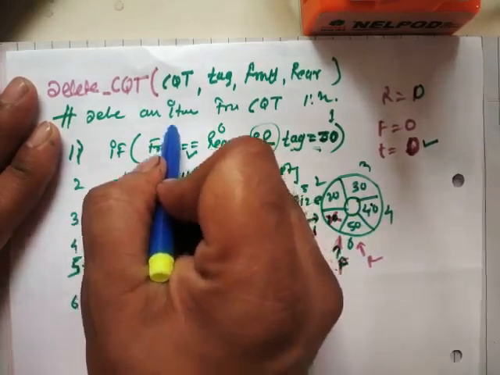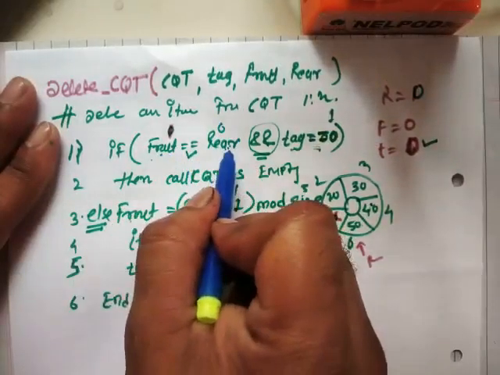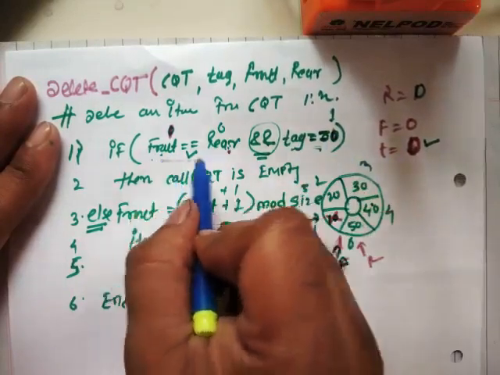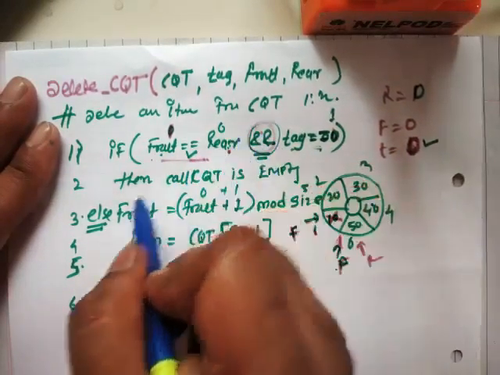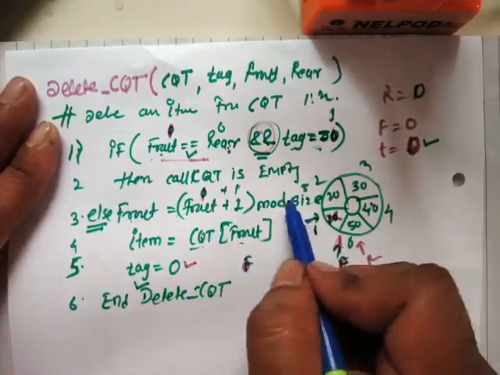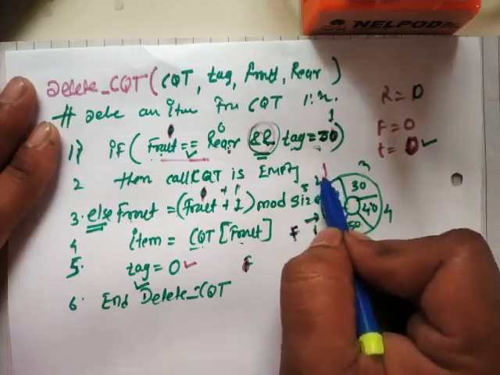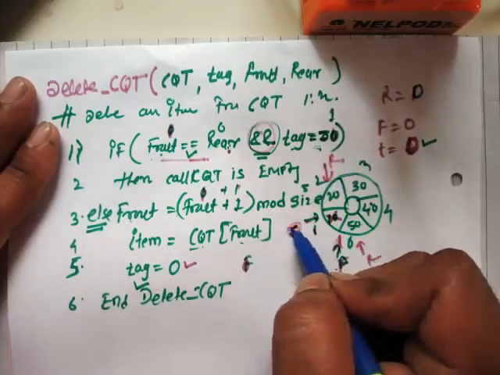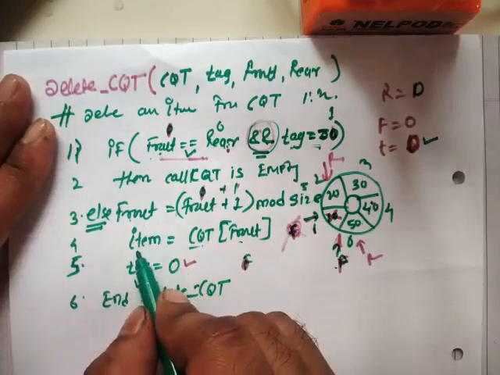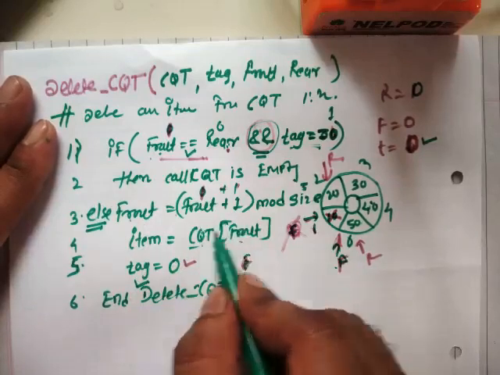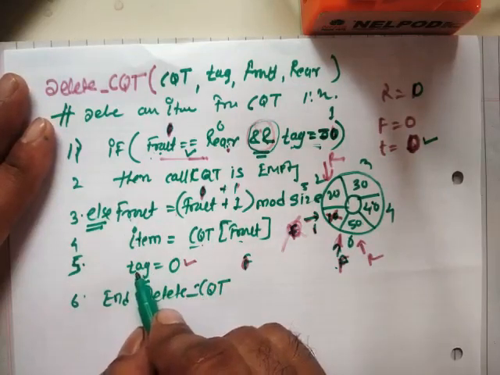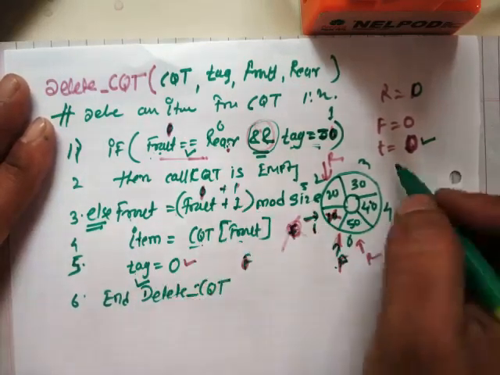Front value is 1, rear value is 0, condition not satisfied, and also tag value is 0, but this condition is not satisfied, and here it is an AND operation, so it will jump to the else part. So front is equal to 1 plus 1, that is 2, mod size. So front is going to point to index 2. Atom means we are collecting the atom at the front position into the atom variable which is deleted. Now set tag value to 0 as it is. The tag value is already 0.